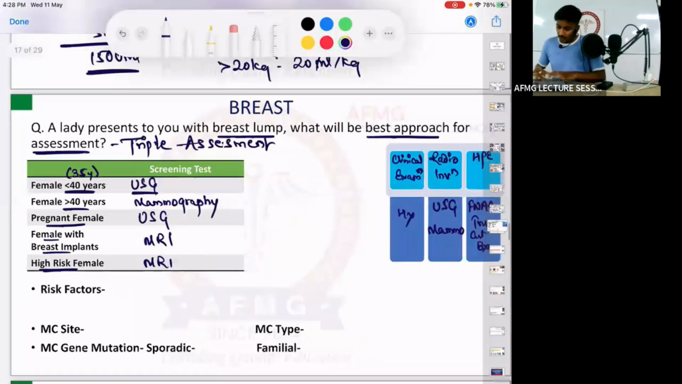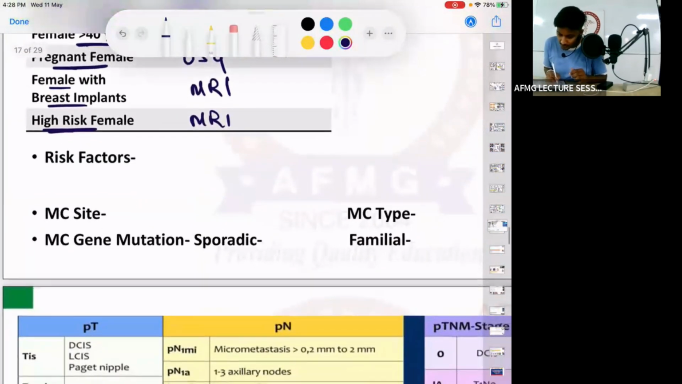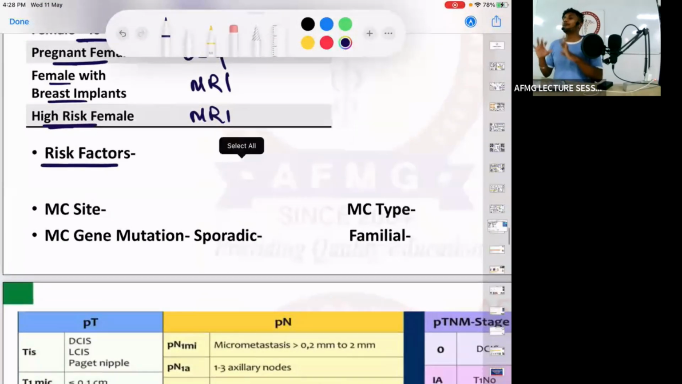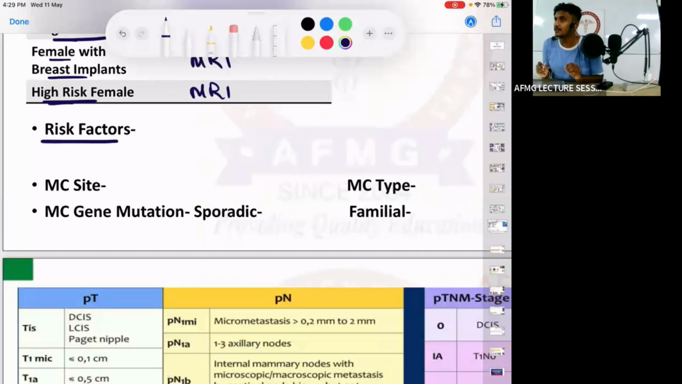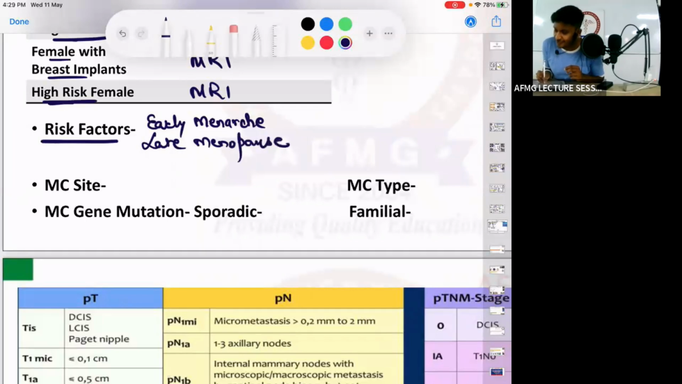ठीक है. Next, if I talk about risk factors, what are the risk factors of breast cancer? So breast cancer is a hormonal dependent cancer. It develops due to which hormone? Mainly estrogen. So when there would be hyperestrogenicity. Hyperestrogenicity would be seen with early menarche and late menopause, because that will increase the reproductive lifespan and exposure to estrogen in the patient.